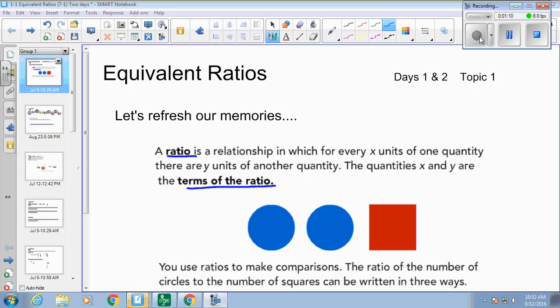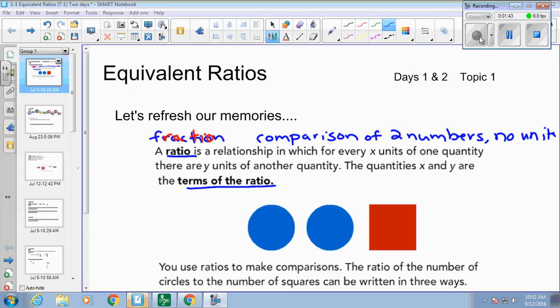The easiest way for me to think about it is that if I look at the word fraction, within the word fraction, there is the word ratio. If I just cross off, ignore that C is there, now I have the word ratio. If you think about a ratio as being a fraction, I think this will be very helpful. It really is a comparison of 2 numbers. And I will say right now, our fractions normally don't have units, so our ratios will not have units either.